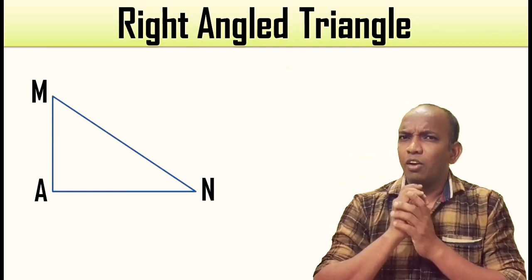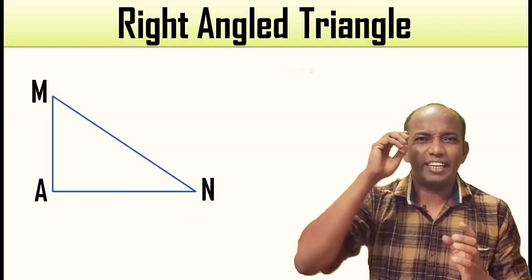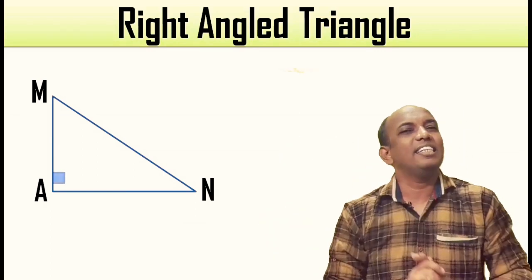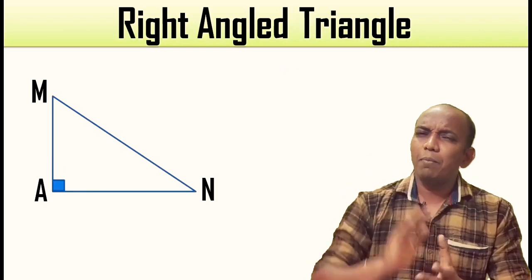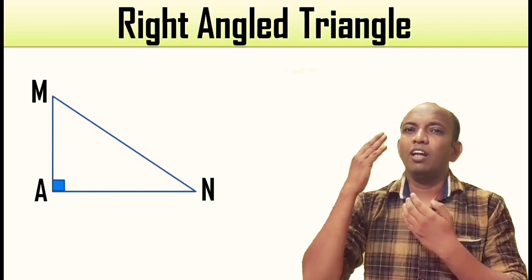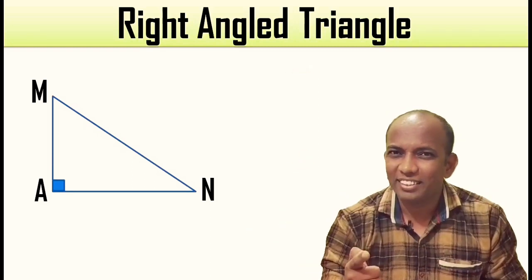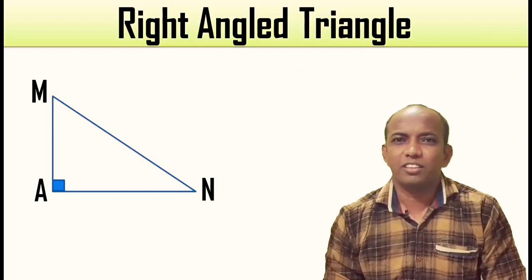But very first, the moment I say right angle triangle, one of the angles will be 90 degree, and in this triangle angle A is 90 degree. The moment angle A becomes 90 degree, then next focus must be a special side in this triangle. Do you know about that? Of course, it is hypotenuse.